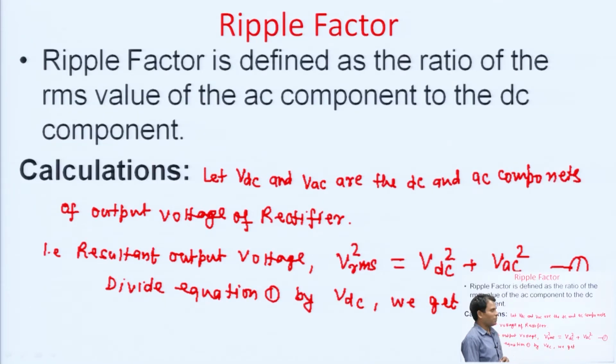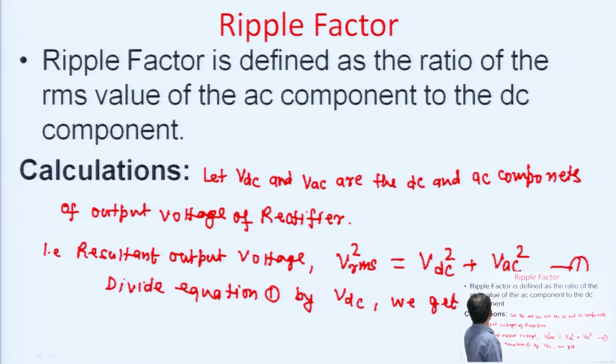Now, ripple factor. What is ripple factor? This is an important parameter of any rectifier. Ripple factor is the parameter by which we measure the performance of a rectifier. Ripple factor simply indicates the presence of AC component in the output voltage. If ripple factor is more, then it is a poor rectifier. If ripple factor is less, then it is a better rectifier.